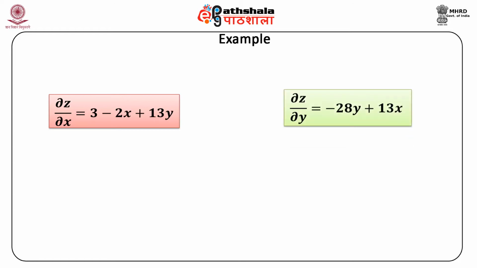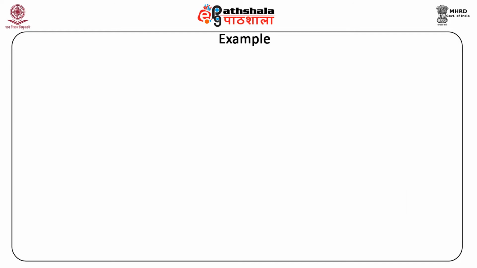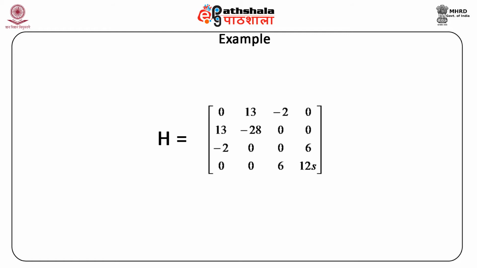∂z/∂y is equal to minus 28y plus 13x. ∂z/∂r is equal to 3 minus 2x plus 6s. And ∂z/∂s is equal to 6s square plus 6r. The Hessian matrix can be written as H is equal to 0, 13, minus 2, 0, 13, minus 28, 0, 0, minus 2, 0, 0, 6, 0, 0, 6, 12s.